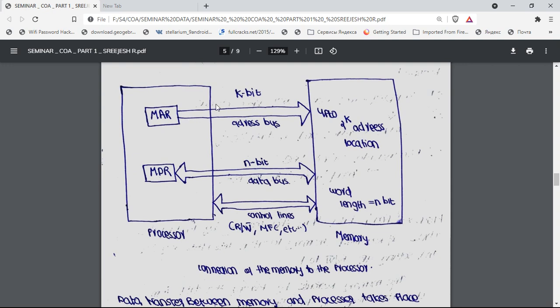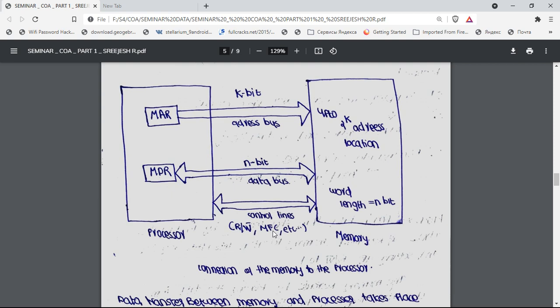This is the traditional architecture. I think everyone will be aware of it, as we did it in our initial modules. There will be the MAR and the MDR on the processor side, and there is the memory. MAR is the memory address register and MDR is the memory data register. There will be a K-bit address bus and an N-bit data bus, and a control line for read/write operations and the memory function complete, or MFC, signal. It is an acknowledgement sent on completion of a memory operation, whether read or write.